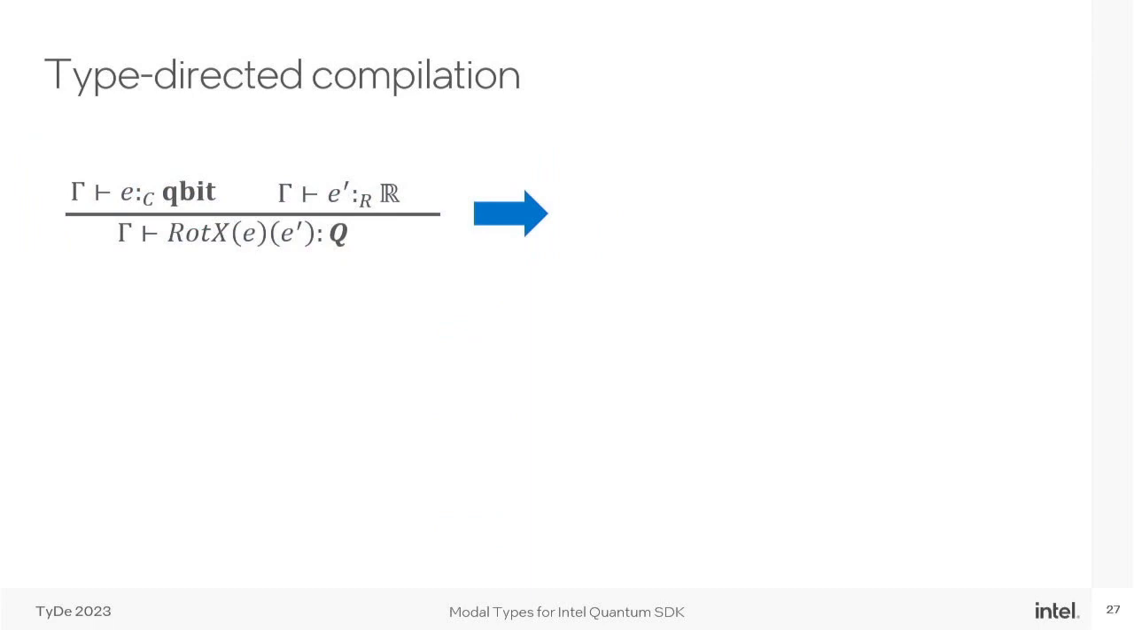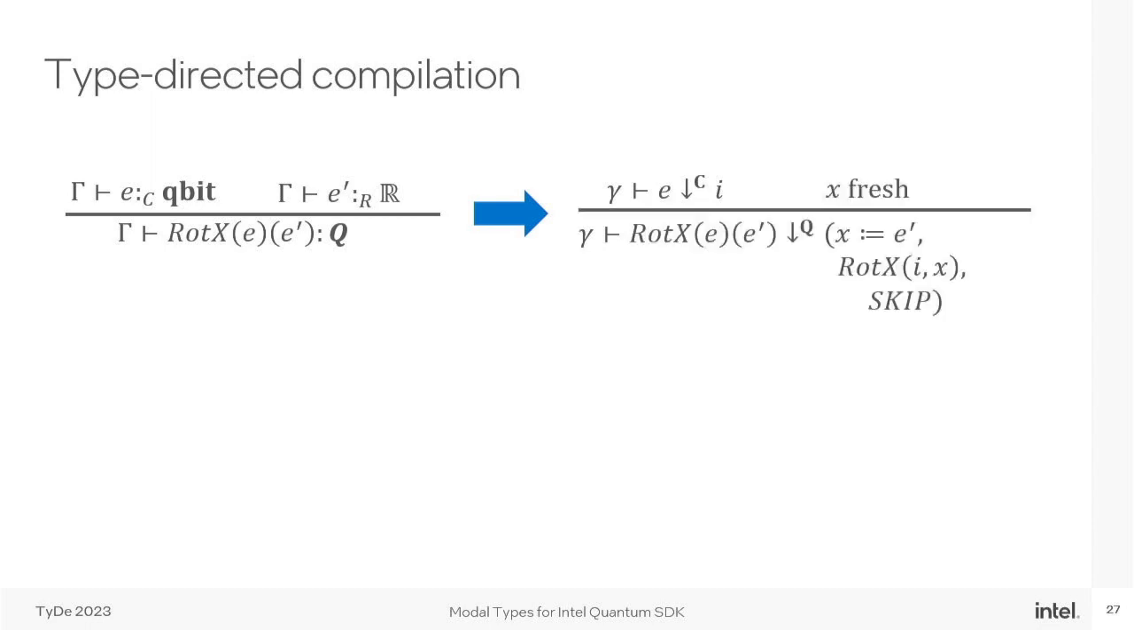As a quick example, because I think I'm running low on time, consider our rotation gate. The qubit argument can be computed at compile time, right? It will evaluate to a concrete qubit address. And then the rotation gate is first doing the quote-unquote pre-processing of assigning e prime to a fresh variable x, and then inside of the QBB doing the rotation with x.